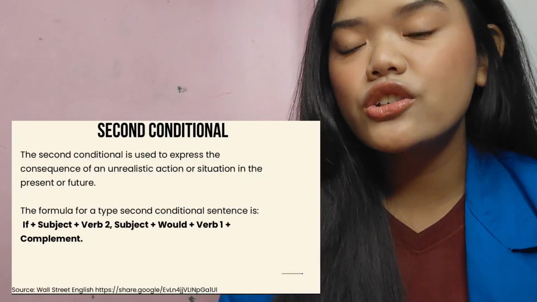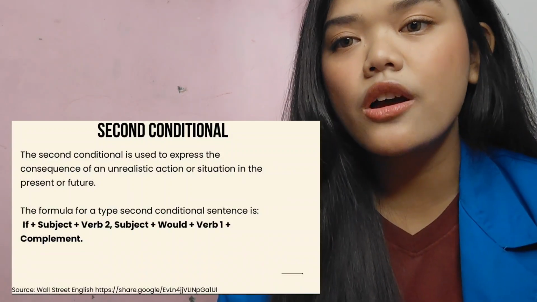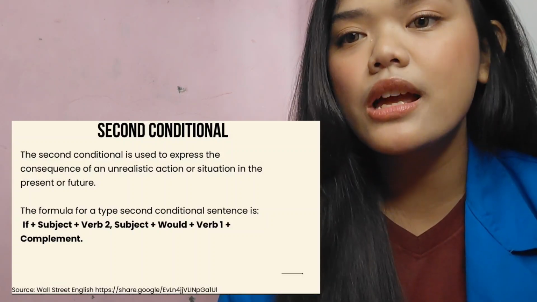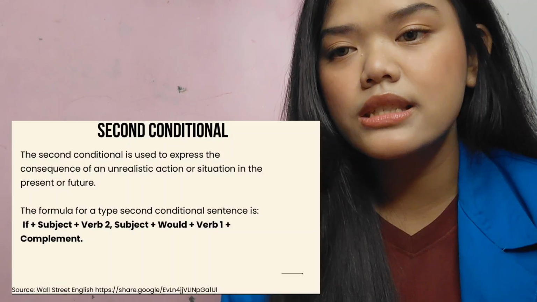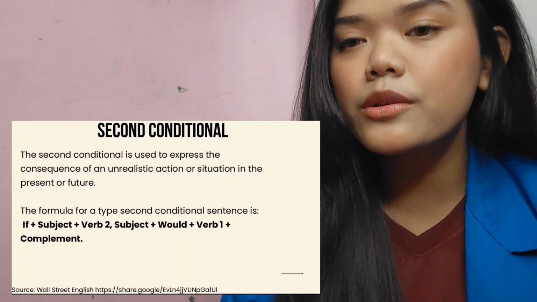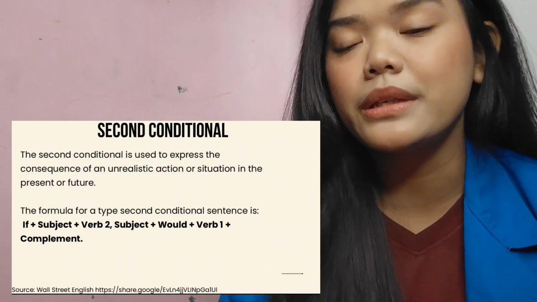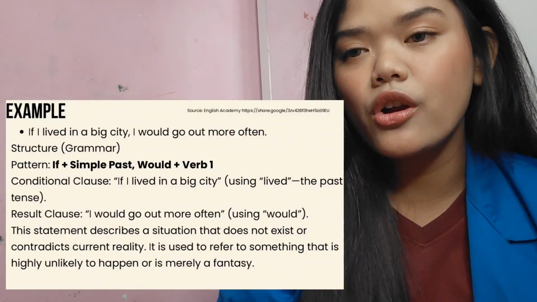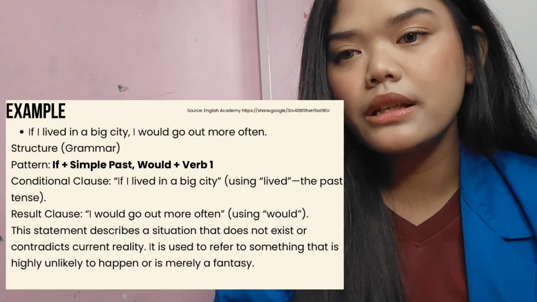Next is the second conditional. The second conditional is used to express the consequence of an unrealistic action or situation in the present or future. The formula for the second conditional is if plus subject plus verb 2, or subject plus would plus verb 1 plus complement. For example, if I lived in a big city, I would go out more often. Pattern: if plus simple past, or would plus verb 1.